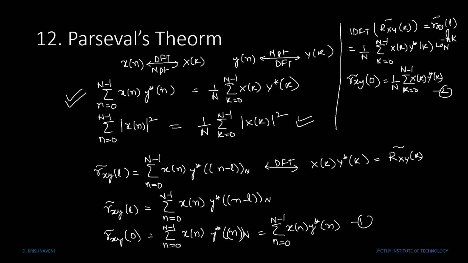And if we substitute y of n as x of n, we will get the second part. As I had explained, (a plus jb) into (a minus jb) is a square plus b square, which can be taken as the magnitude squared of that particular signal. So this particular equation expresses the energy in the finite duration sequence x of n in terms of the frequency components X of k.